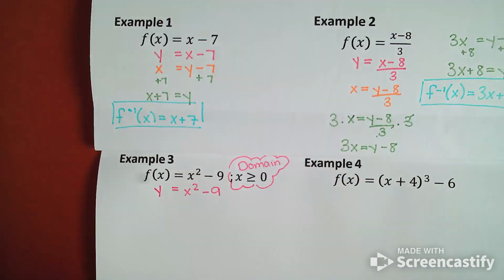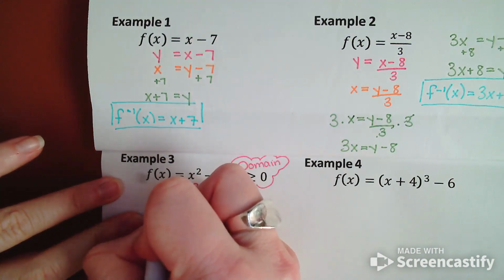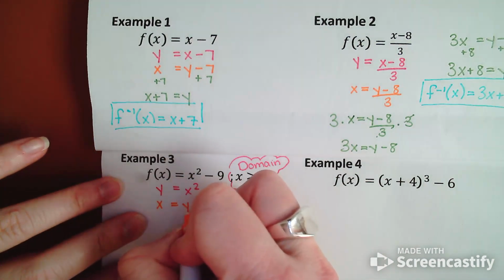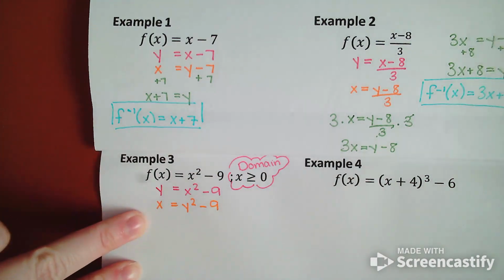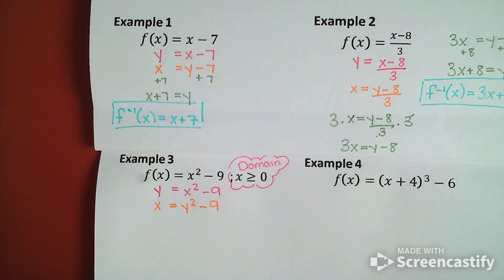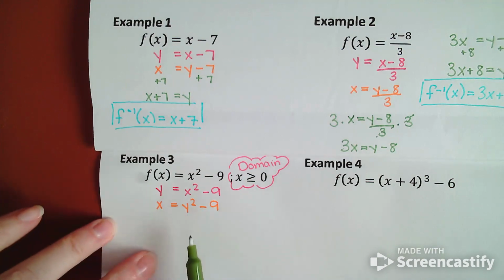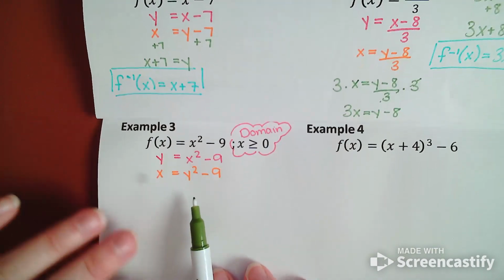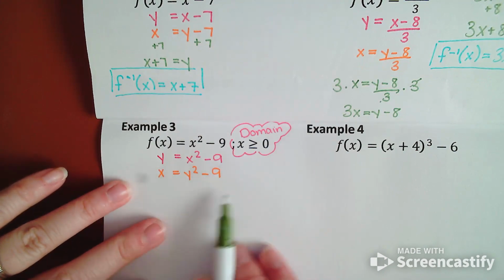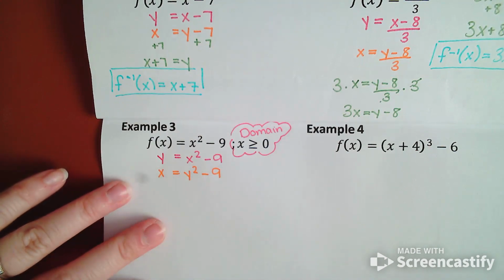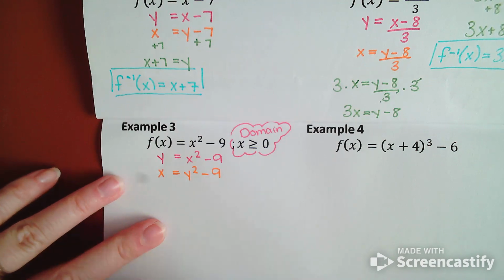Now step number 2 is to switch x and y. So I have x equals y squared minus 9. Then we need to solve for y. Well, the very first thing that we'll want to do is go ahead and undo PEMDAS in that reverse order. So you want to undo the simpler operations first.